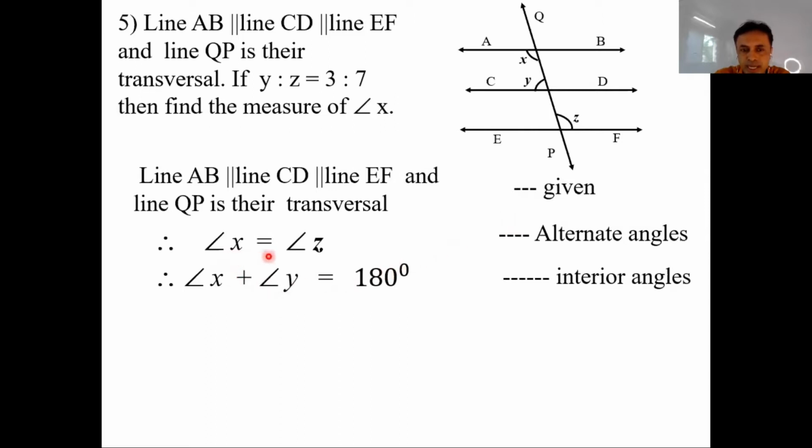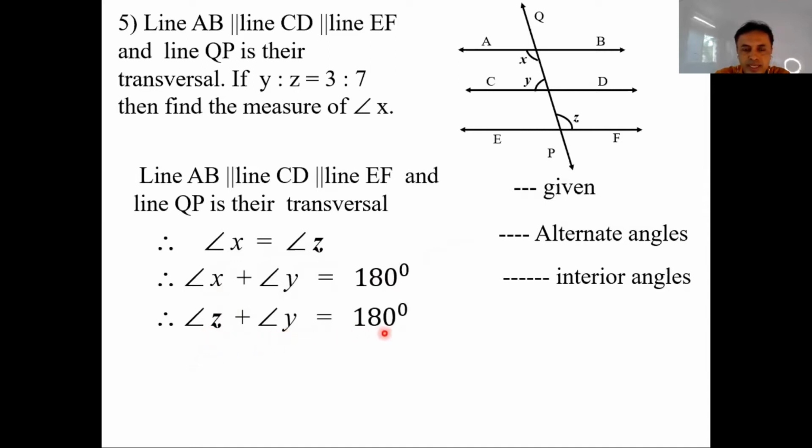But we know that angle X is equal to angle Z. So instead of writing angle X, I am shifting it by angle Z. So now your equation is modified and it becomes angle Z plus angle Y is equal to 180 degree, because you have removed X and written it as Z. So angle Z plus angle Y is equal to 180 degree.